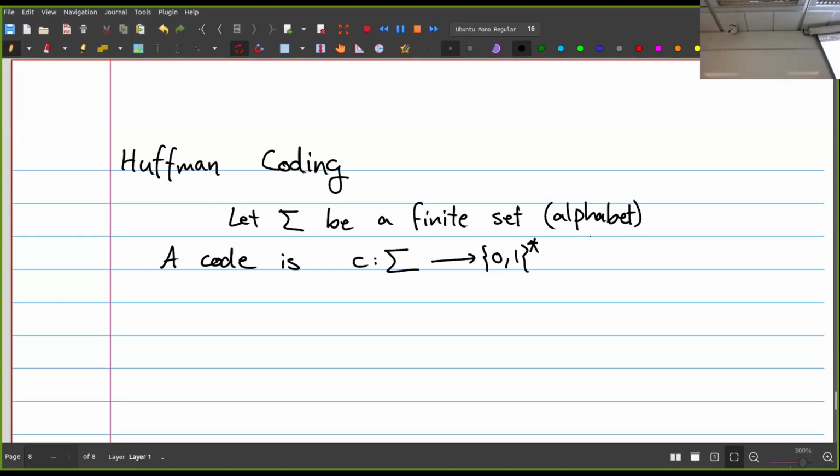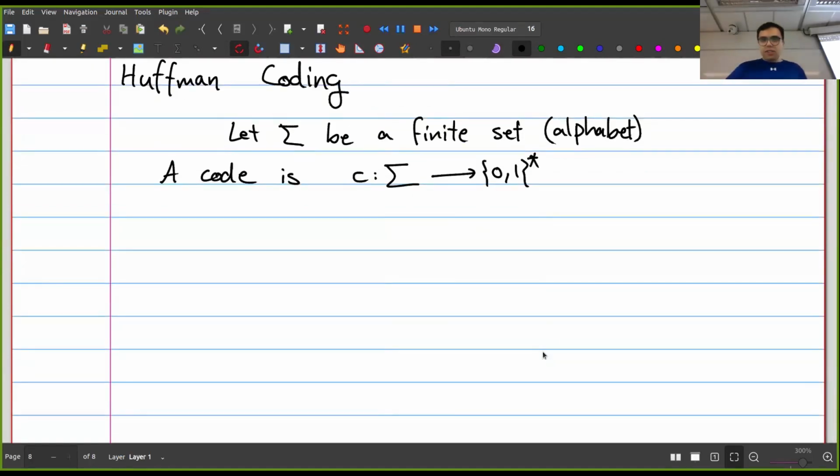Now, of course, a code is only useful if I can decode it. So I want to save it to a file, and then I want to be able to read the file back, read that sequence of zeros and ones, and reconstruct the same message that I originally had, right?